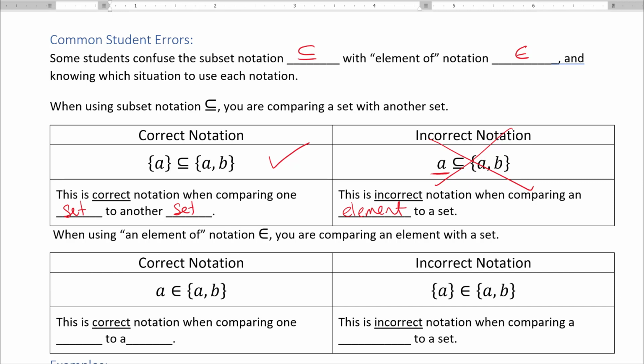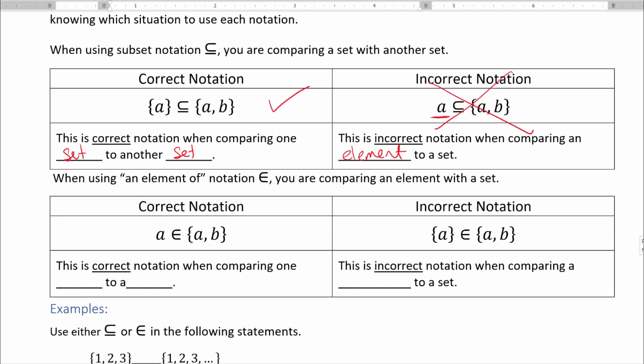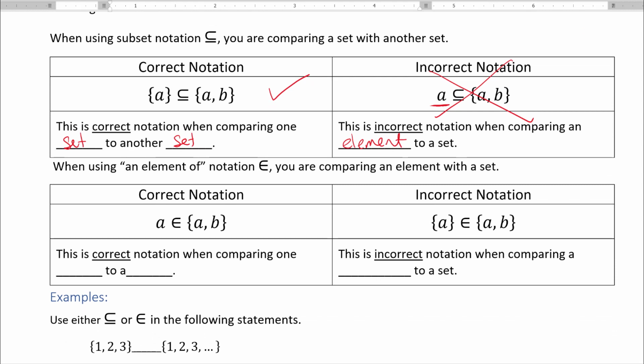But when you are using an element of notation, you're comparing an element with a set. So here's correct notation. A, which is just an element, notice it doesn't have any braces around it, is an element of the set of A and B. This is correct notation when you're comparing one element to a set. So this is correct. Incorrect notation would be if you're taking a set and saying it's an element of another set. This is incorrect notation when comparing an element to a set. So I'm going to put a big old X through that.